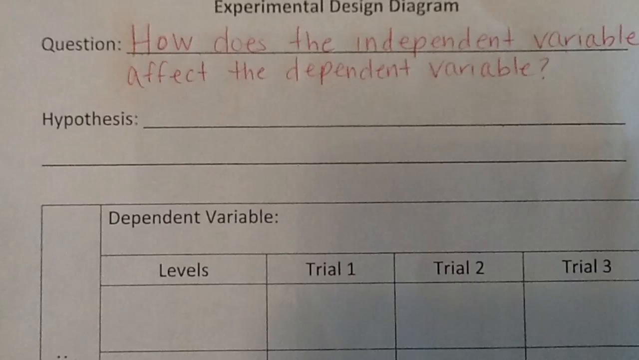These are your notes for the experimental design diagram. This is the format for experiments that we'll use in class. The first part of the diagram is the question. Your question should be formatted as, how does the independent variable affect the dependent variable?